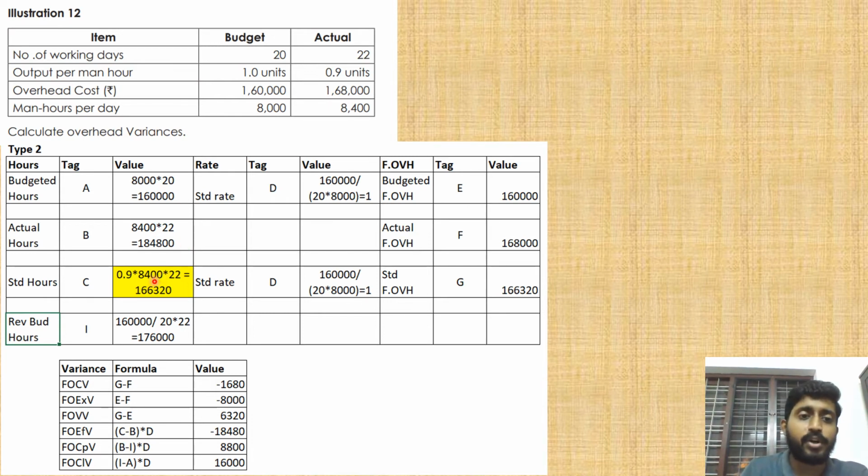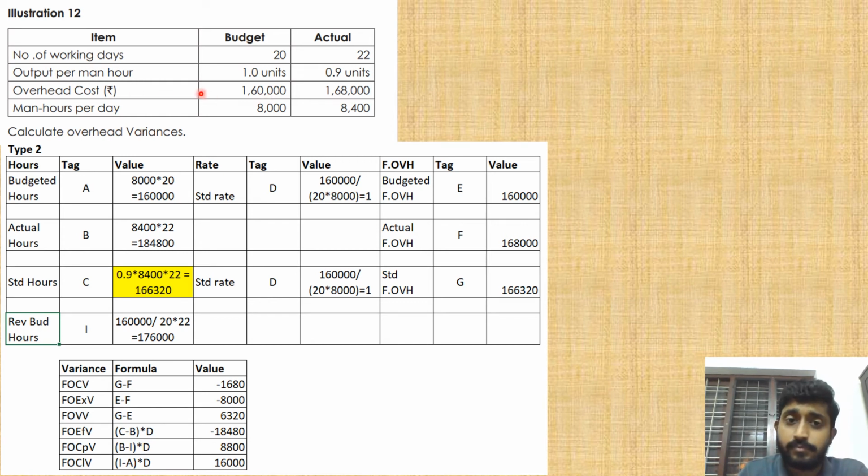The next most important thing is what is the standard hours? Okay, standard hours. That is what is very important. Here you can see, 8,000 multiplied by 20 is 1,60,000 hours is required for 1,60,000 units. So which means for 1 hour it is 1 unit. So actually how much units you have produced? So that much hour is the standard hour. Very simple.